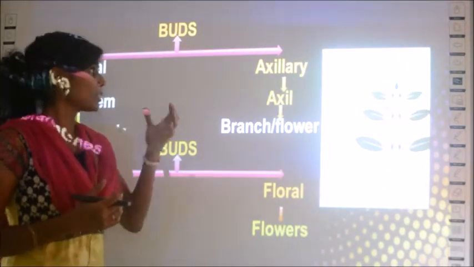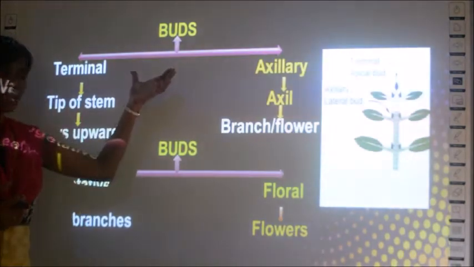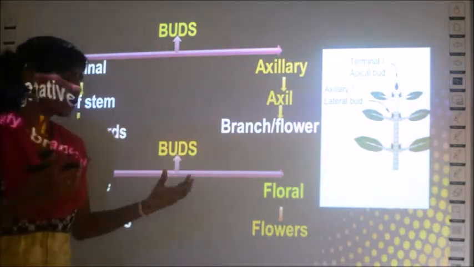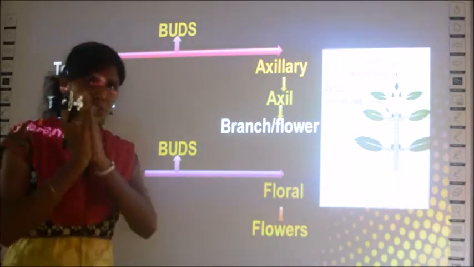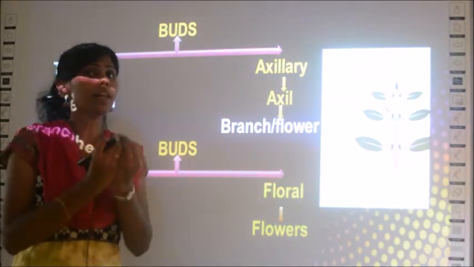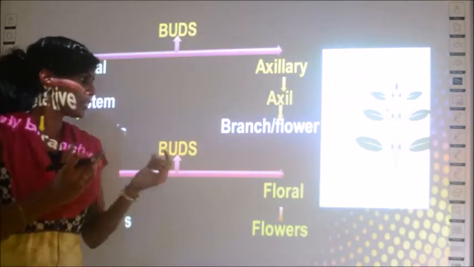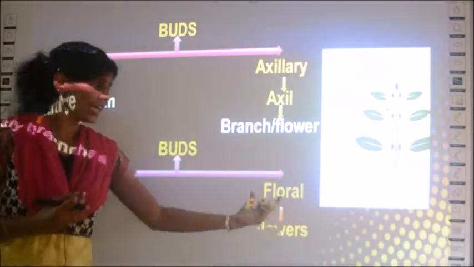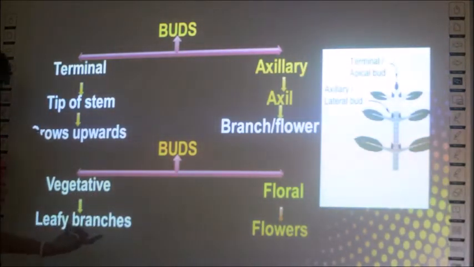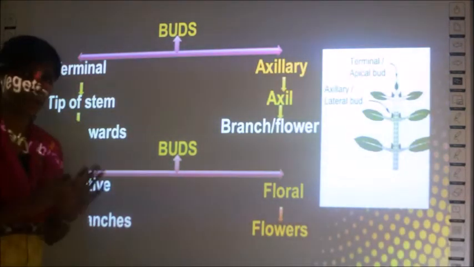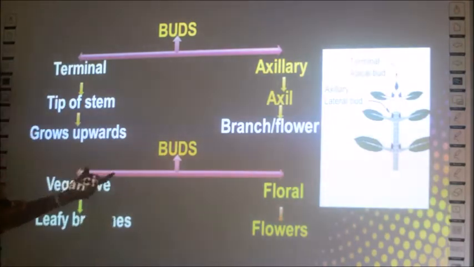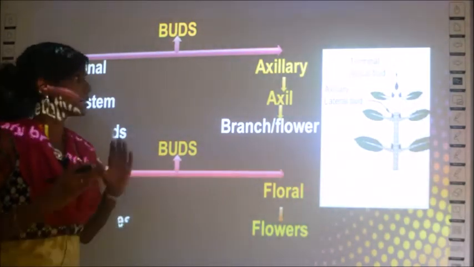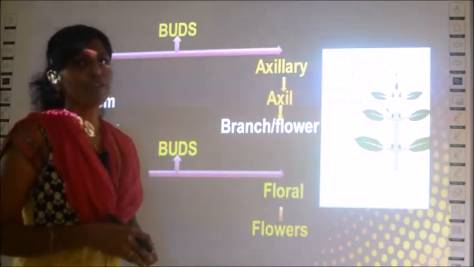Okay, so based on the position of the buds, you can have two types, terminal and axillary buds, and based on what the bud will grow up into in future. If it is going to become a flower, then it is called a floral bud, and if it is going to become a vegetative structure like a leaf or a branch other than a flower, then that bud is called a vegetative bud. Okay, so this is all about the types of buds.